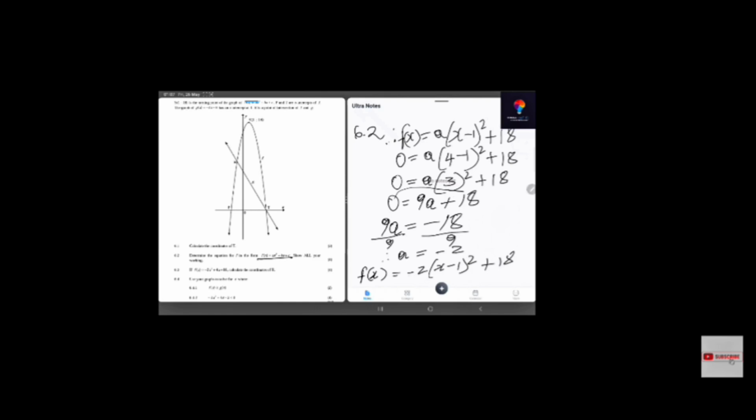Therefore, to finish or to put it in the form that was required, we're then gonna say minus 2, and we expand this equation, x minus 1 to the power 2, which is gonna give us x squared minus 2x, because we said 2 multiplied by x multiplied by minus 1, plus 1 to the power 2, which is 1, plus 18.